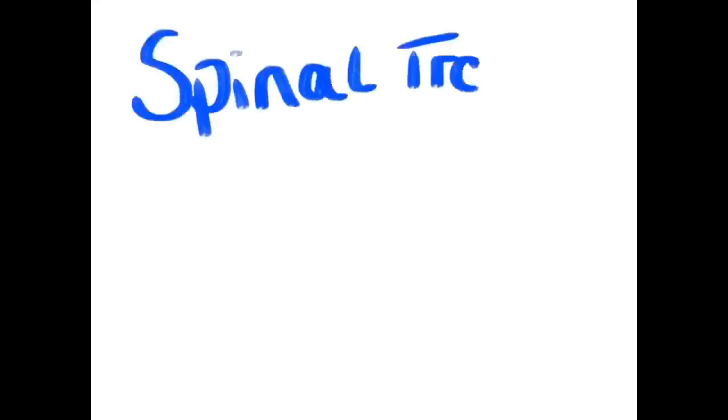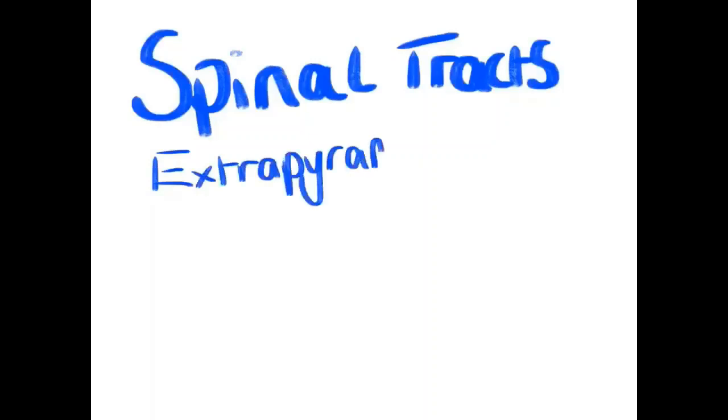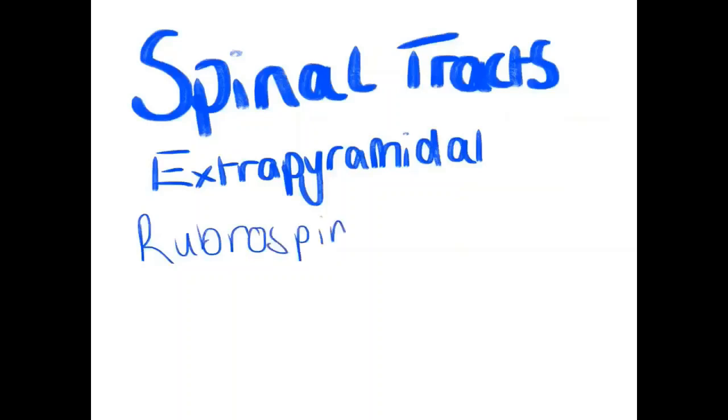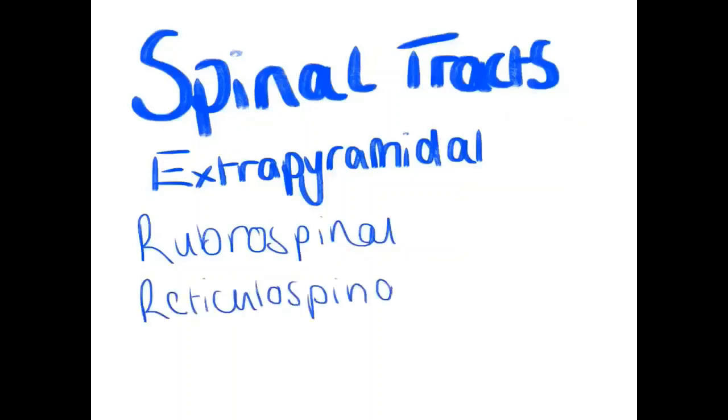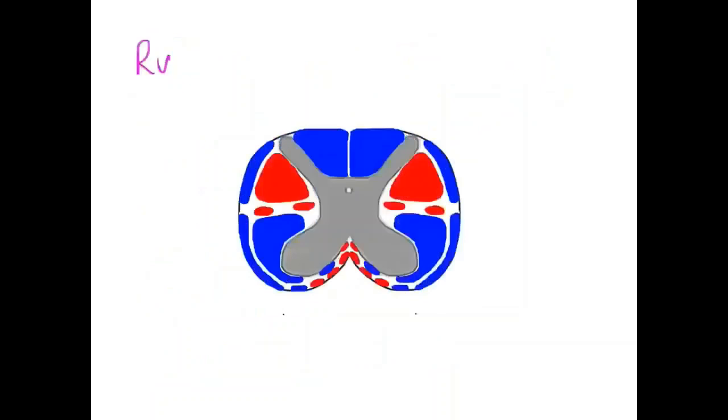This video will cover the extrapyramidal tracts of the spinal cord, including the rubrospinal, reticulospinal, and vestibulospinal tracts. These tracts do not pass through the medullary pyramids like the pyramidal tracts from the previous episode, hence the name extrapyramidal. The rubrospinal tract sits in the lateral white column.